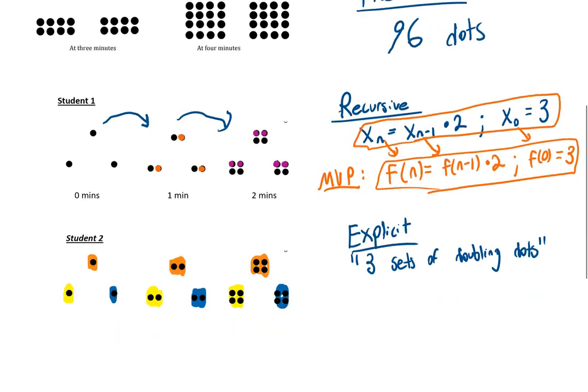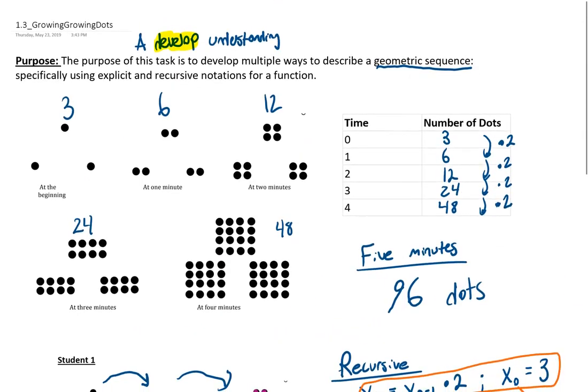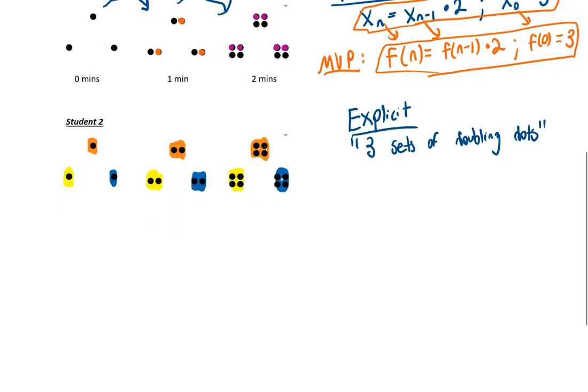So how do I represent that? Well, let's put some variables on this. T for time, and again, I'm going to use D for number of dots. So the number of dots is equal to, well, how many sets do I have? I have three sets. And then they're doubling, which is times two. And then the question becomes, how do I represent doubling a bunch of times?